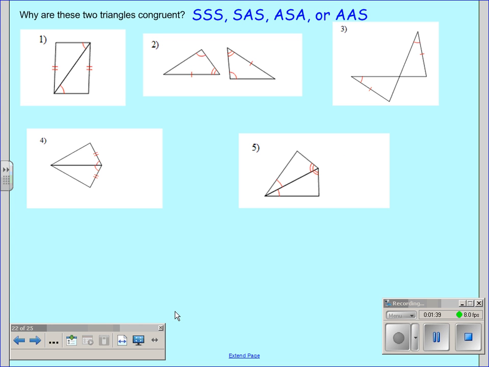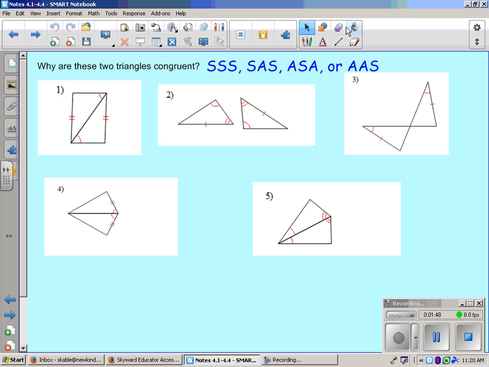So we're going to get into the different methods and talk about why these triangles are congruent, and then incorporate some proofs, and that will be the end of the podcast. And then in the next podcast in this series, we'll talk about CPCTC.